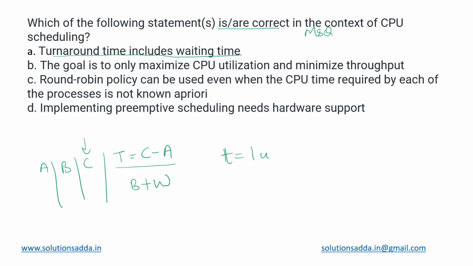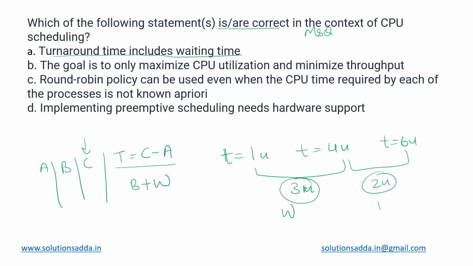but it got scheduled at time t equal to 4 units. So from unit 1 to unit 4, it waited for 3 units of time. So that is its waiting time, and then it completed its execution at t equal to 6 units. So from 4 to 6, 2 units, it had its burst time.